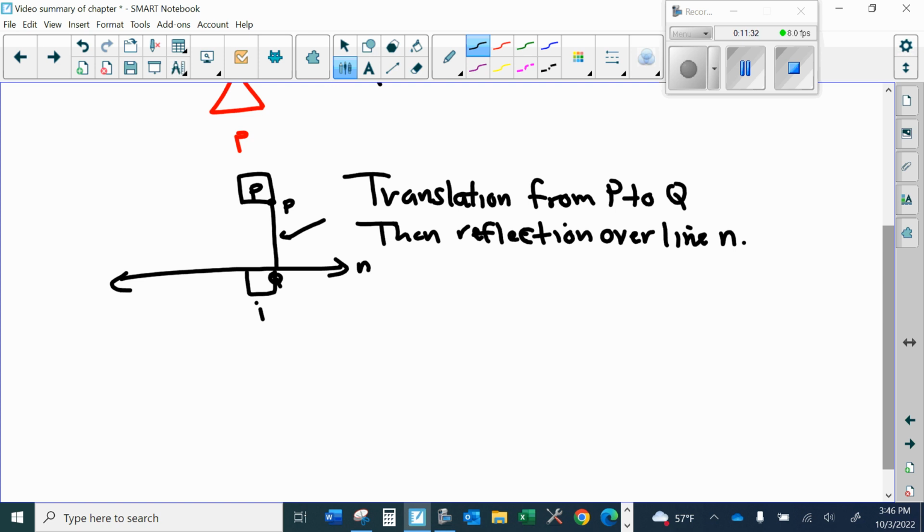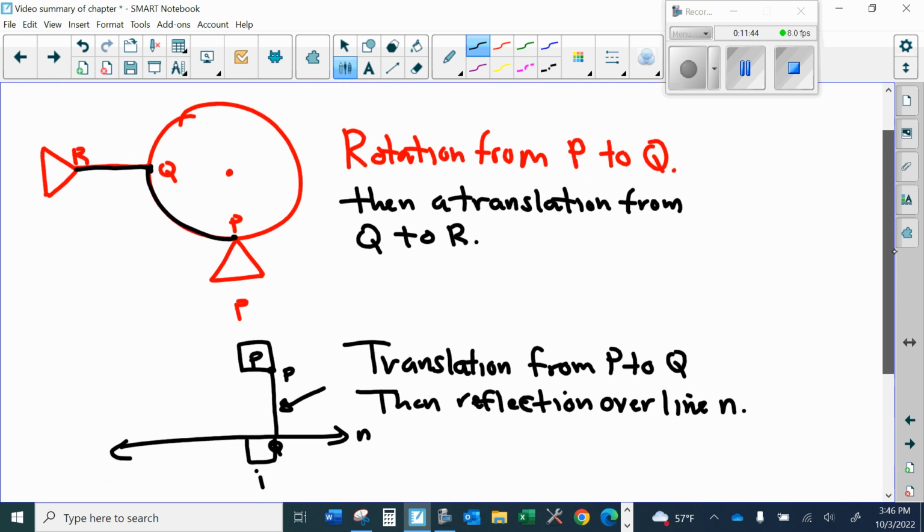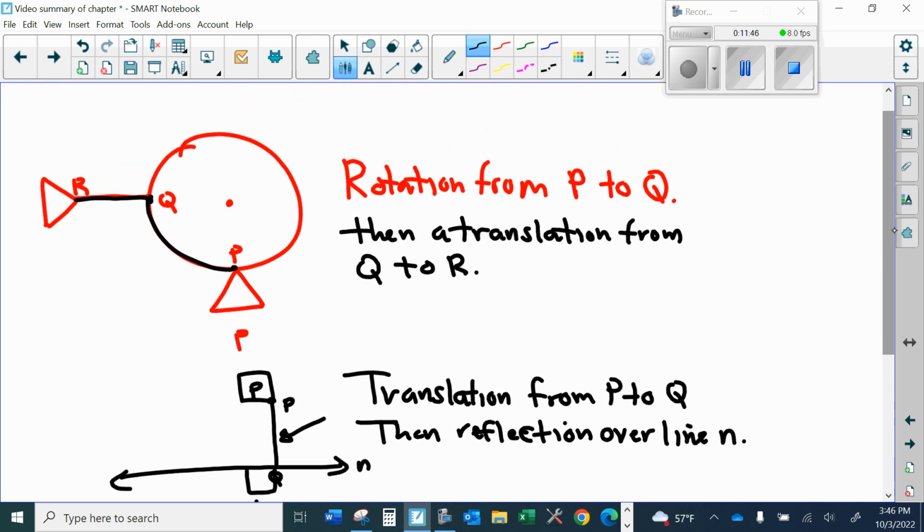So if I see a segment, I know it's a translation. If I see a line, I know it's a reflection. If I see a circle, I know it's a rotation. Okay, so you've got two of those. You've got to pop out on the test. Okay, knowing that, all right, that'll summarize everything.